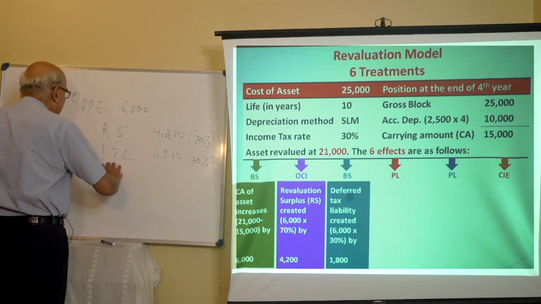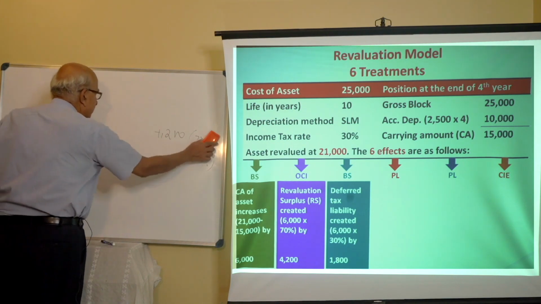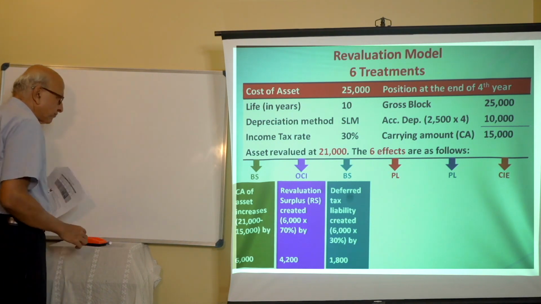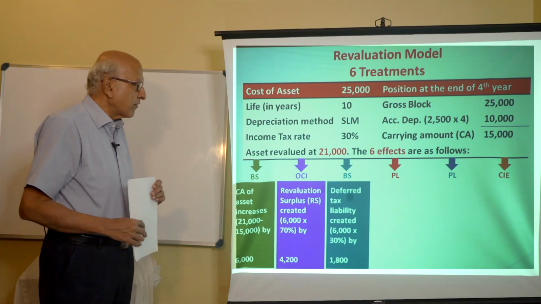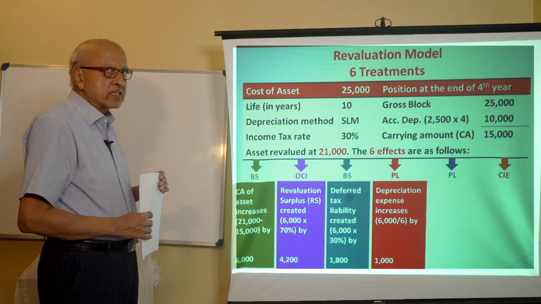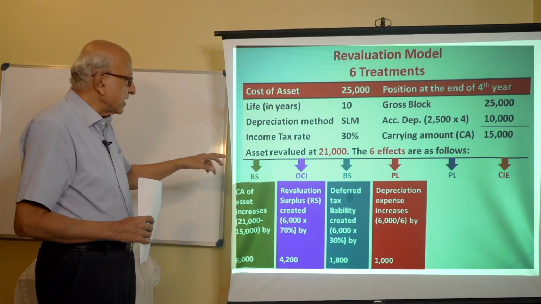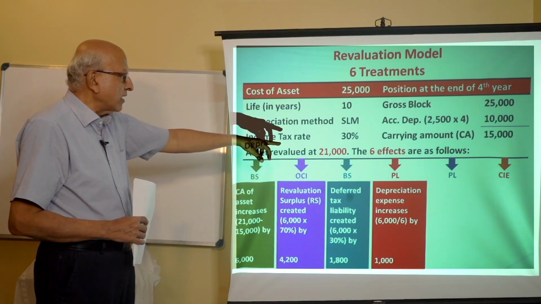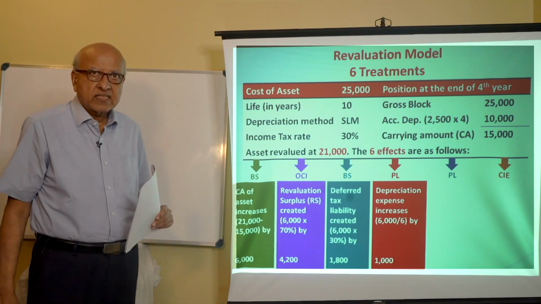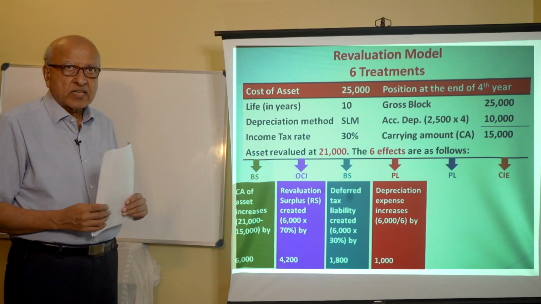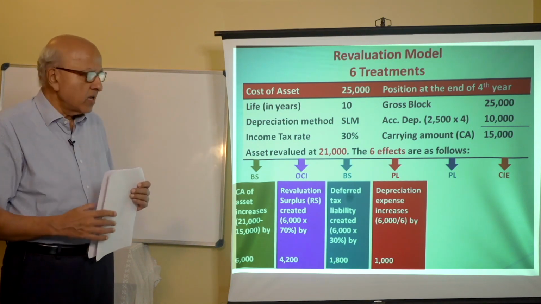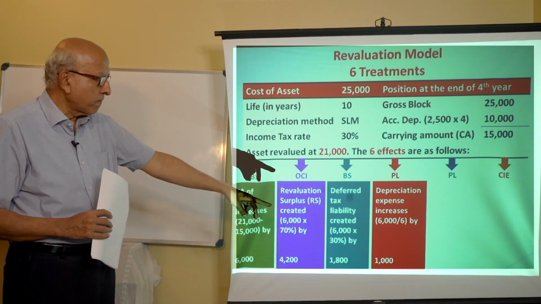Now, what are the effects of this after the revaluation? See number 4, depreciation expense increases. The 6,000 additional amount added will be depreciated. Remaining years is 6. That means every year depreciation expense will be increased by 1,000 rupees.